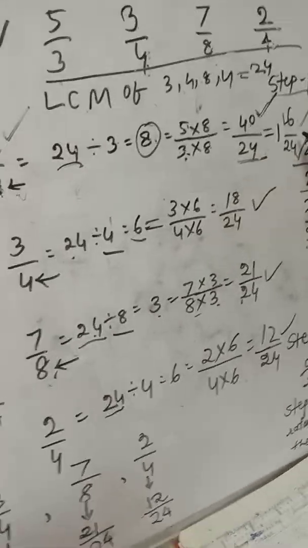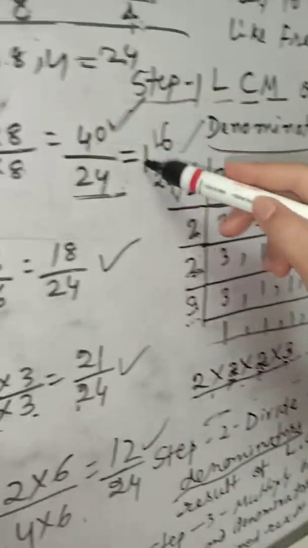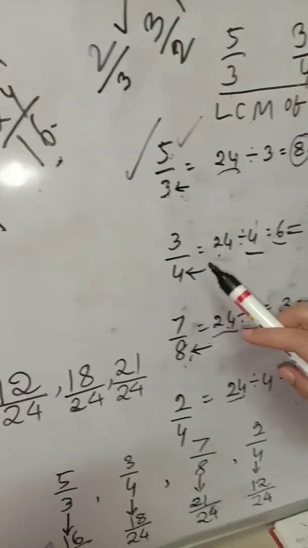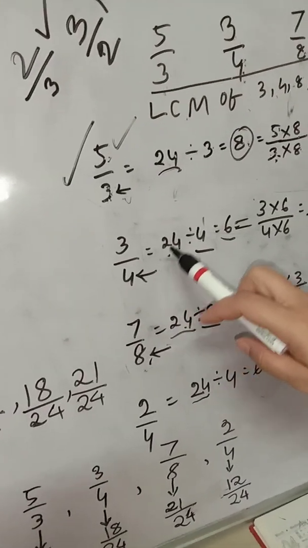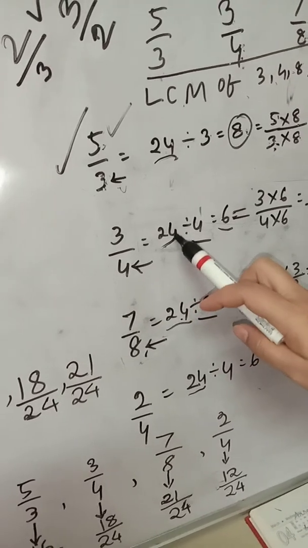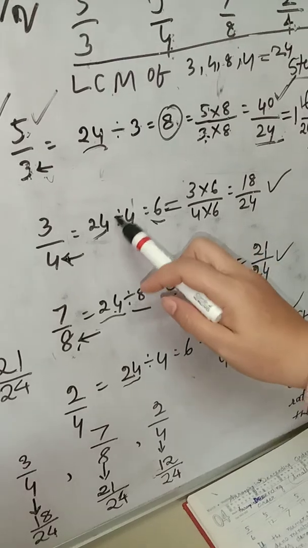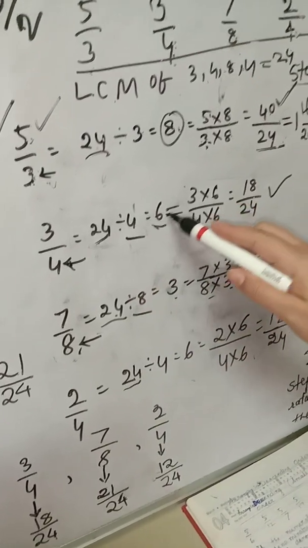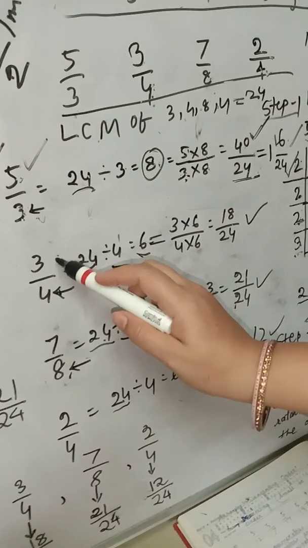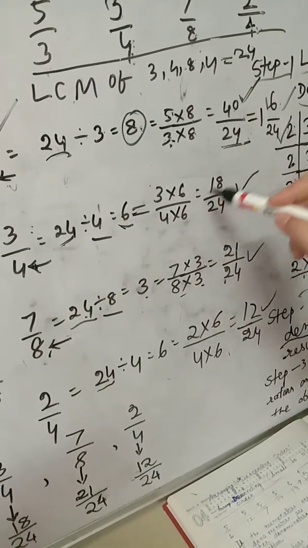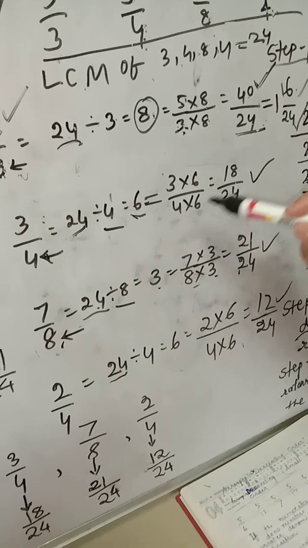So we can see here, I have written 1 whole 16 upon 24. Now moving to the second one. Again our LCM is 24. 24 divided by the denominator 4, so the answer is 6. 4 6s are 24, right? So 6 we have to multiply with 3 and 4. 3 into 6, 4 into 6. 3 6s are 18, 4 6s are 24.